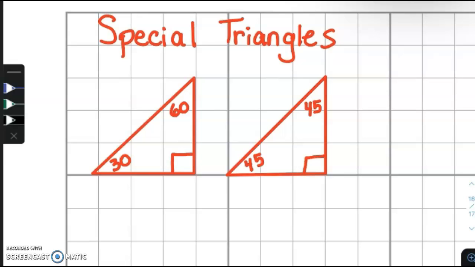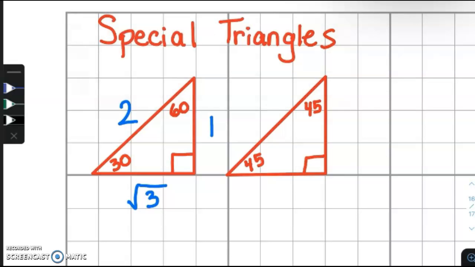So look at your 30, 60, 90 triangle. The number across from 30, we're going to make that side length a 1. The hypotenuse, the side across from your 90, is going to be a 2. And if you do Pythagorean theorem, you would get the square root of 3. So the side across from 60 is radical 3. So you need to memorize that. Across from 30 is 1. Opposite of 60 is radical 3. Opposite of 90 is always a 2.